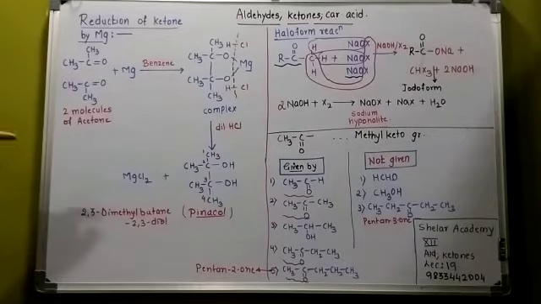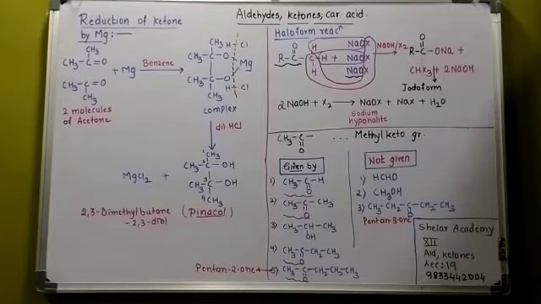What will be the IUPAC name of pinacol? You select the longest continuous carbon chain, so that's 1, 2, 3, 4. The IUPAC name is 2,3-dimethyl butane-2,3-diol. I repeat, it is 2,3-dimethyl butane-2,3-diol. That is pinacol. So that was the reduction reaction of acetone with magnesium.